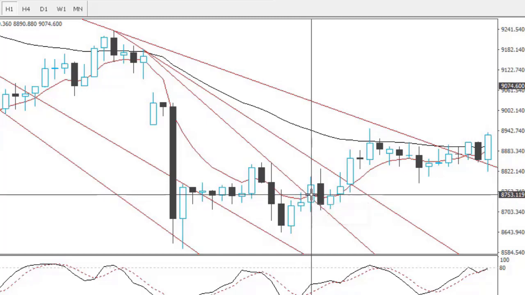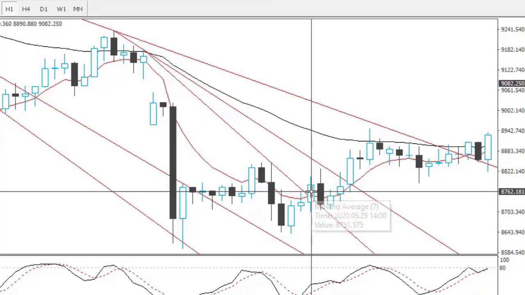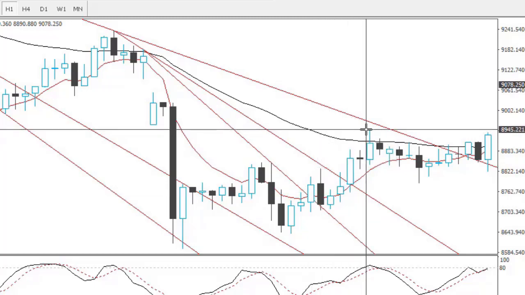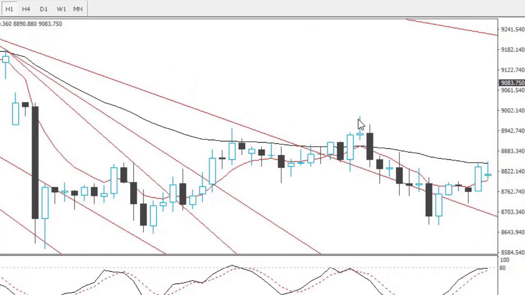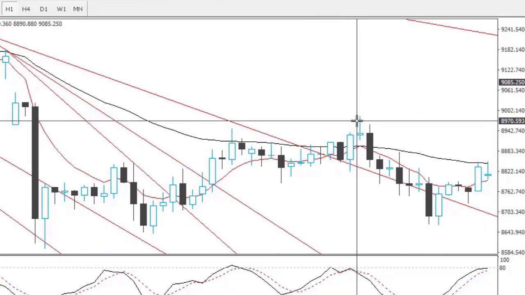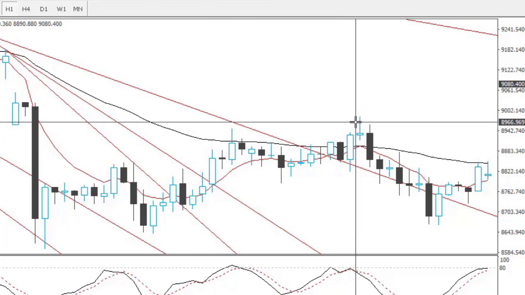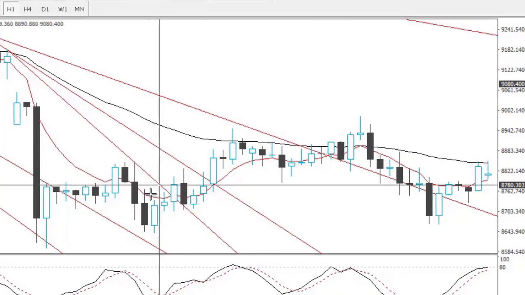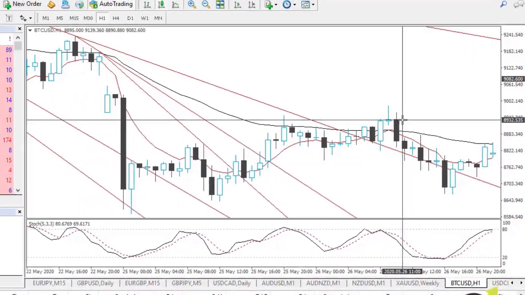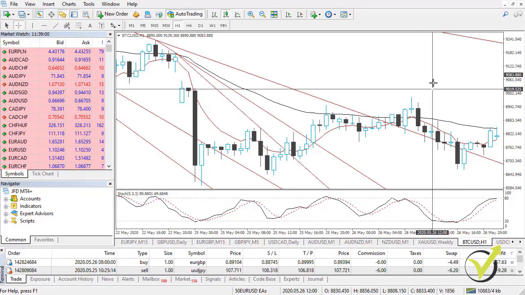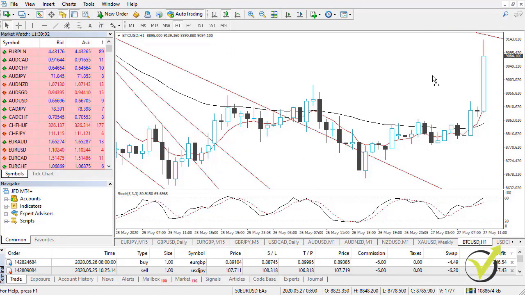My entry was above the round 8,750. It was at 8,760 right over here. Take profit, 8,970, was not reached right here, and right at this bar it was reached again just on the top of this bar, 8,970. Okay, so these were two great entries that I took, and after each one the price just fell back down. However, it was a great entry.